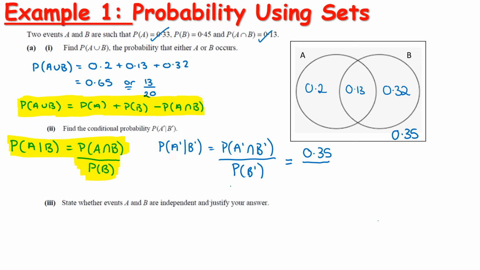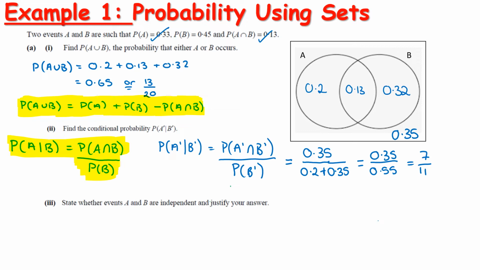Not B is going to be 0.2 plus 0.35. So that is the piece of A that is not in B and also the bit outside. So that is 0.35 all over 0.55, and that simplifies down to 7/11. You can write it as a decimal, but you are going to be a lot more accurate if we can leave it in fractional form.